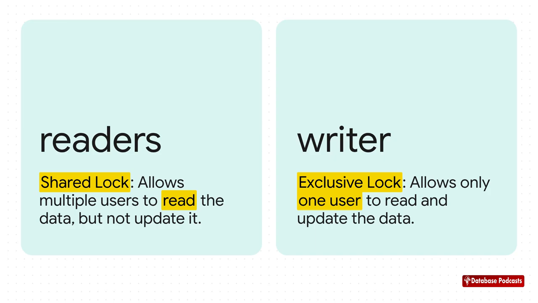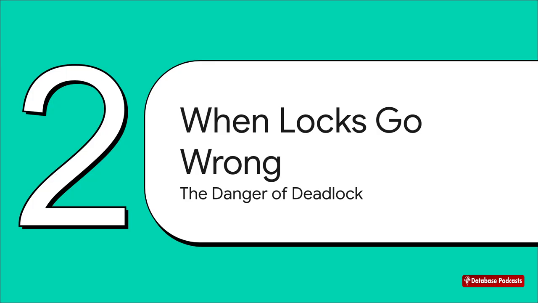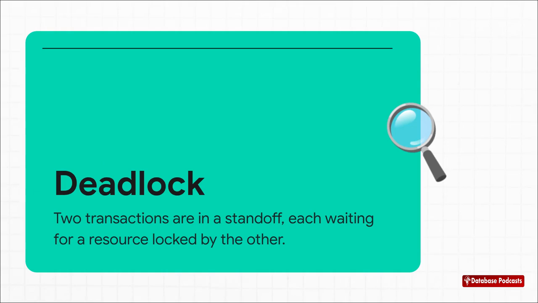Okay, but wait a minute. If all these transactions are constantly locking different resources, couldn't that create its own kind of problem, like a digital traffic jam? What stops the entire system from just grinding to a halt? Well, that leads us to the dark side of locking. And this is the villain of our story, deadlock. It's sometimes called the deadly embrace, which is pretty dramatic but accurate.